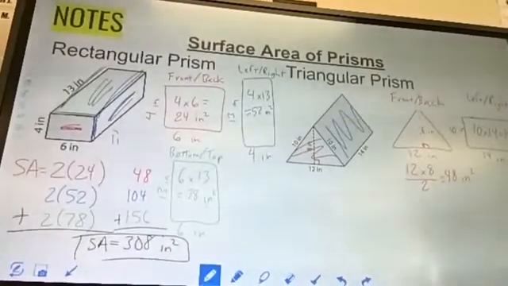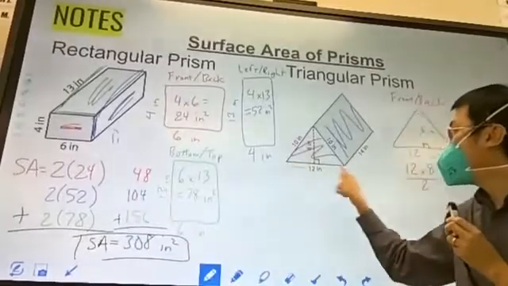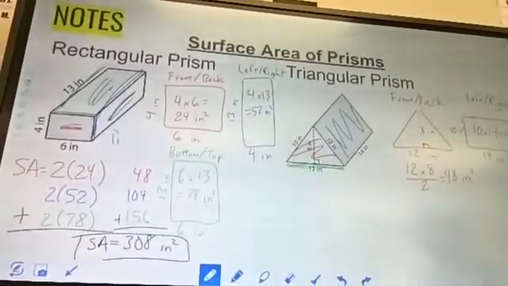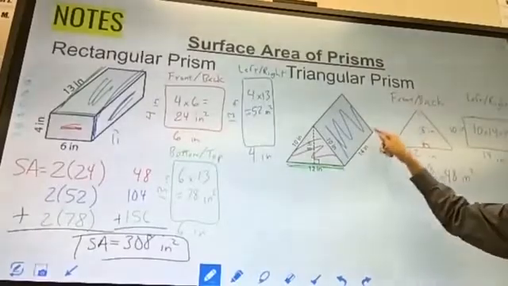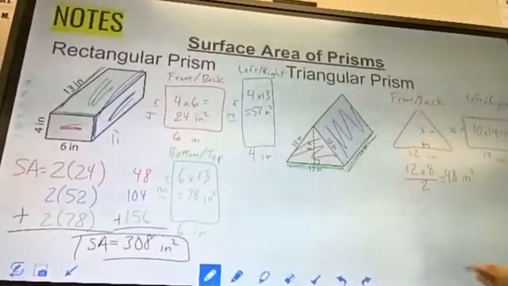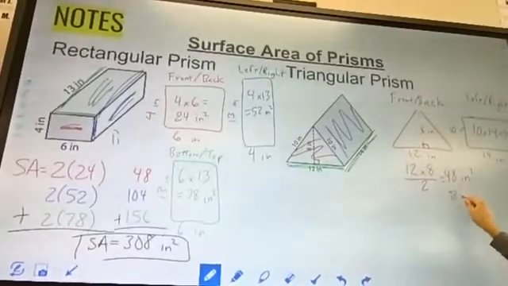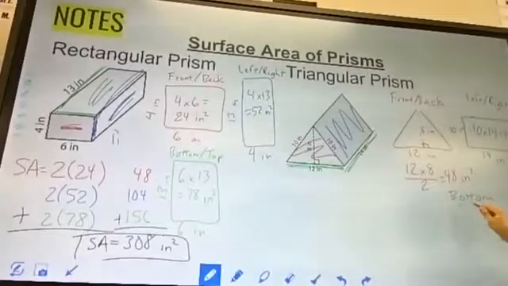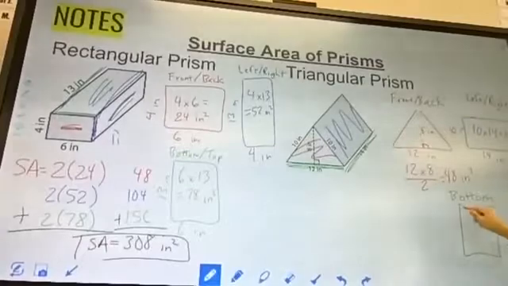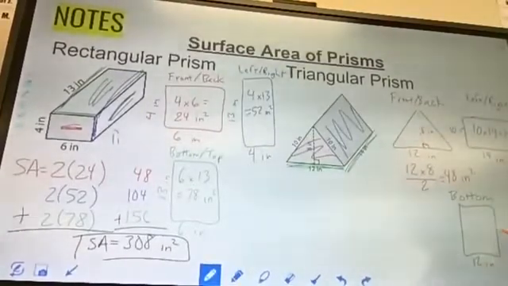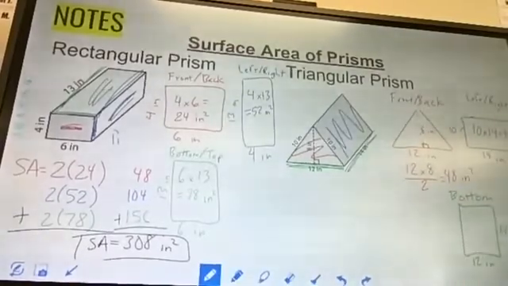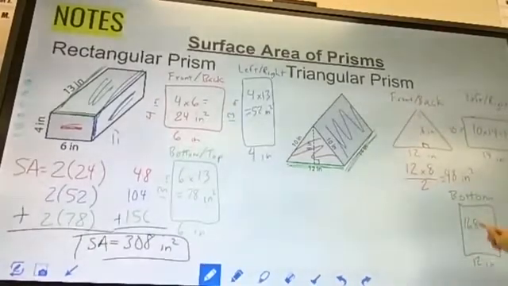And lastly, we have our bottom. I'll mark that in green. The bottom's base is 12 and the height is 14. So bottom, let's grab it over here. The base is 12 and the height is 14. 12 inches, 14 inches. 12 times 14, 12 times 12 is 144, plus another 24 is 168 inches squared.